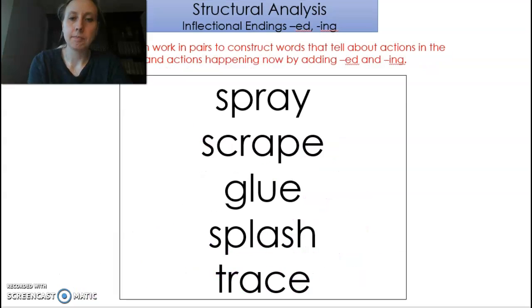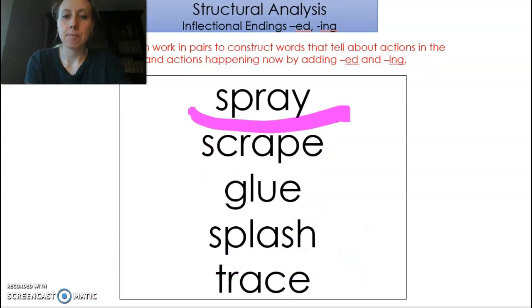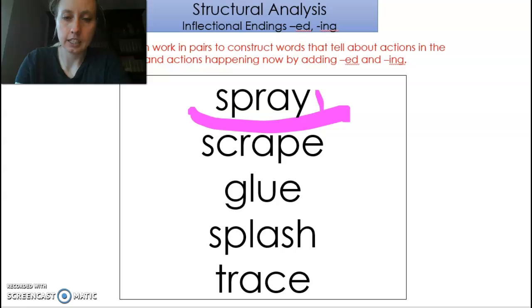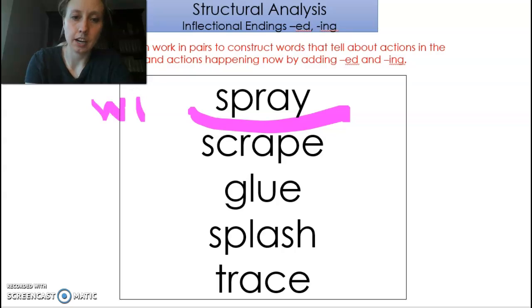Okay, let's do another one. Spray. Oh, they want us to do bunch. Okay, so if I made it in the past, I'd say sprayed. And then if I put it right now, I'd say spraying. And then if I put it in the future, I would say will spray.